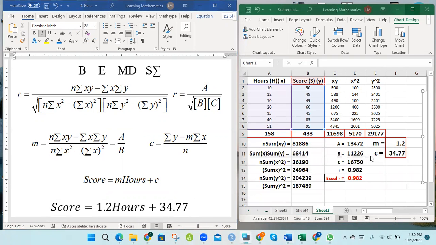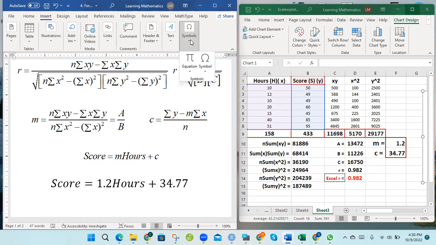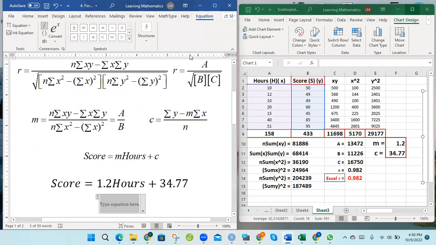So if you study for 2 hours, then it will be 1.2 times 2. If you study for 1 hour, it's 1.2 times 1, starting with 34.77. So that's what the model is saying. If you study for 3 hours, it's 1.2 times 3 plus the 34.77. And so if you study, for example, let's say you study for 12 hours. Let's say h is equal to 12.